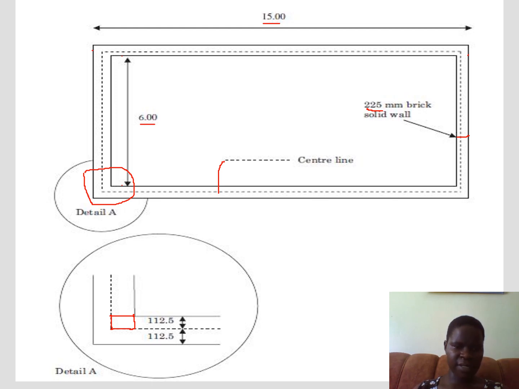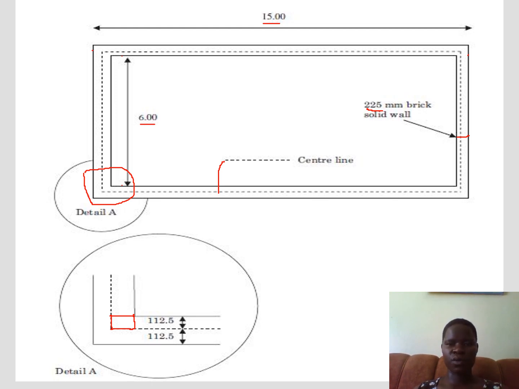That is why we are saying that when we are using internal dimensions as a basis for calculating mean girth, for each corner we are adding 2 times half the thickness of the wall.